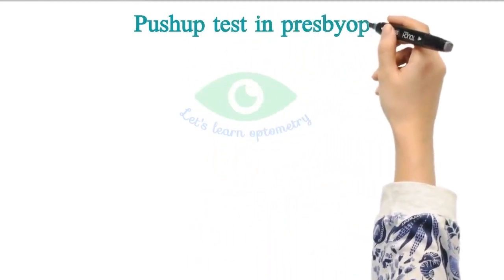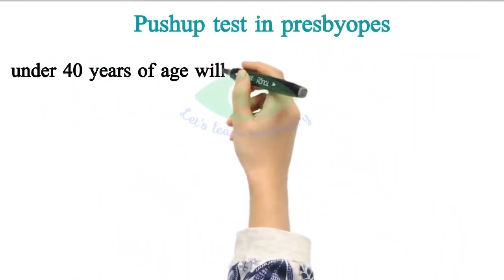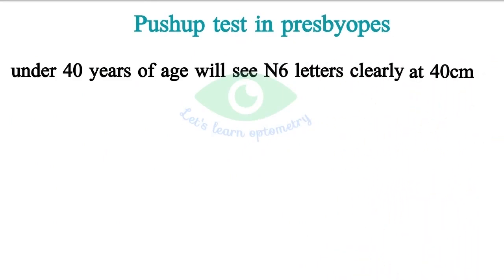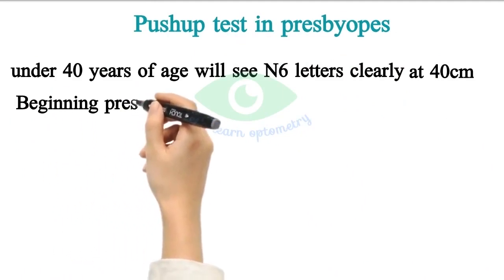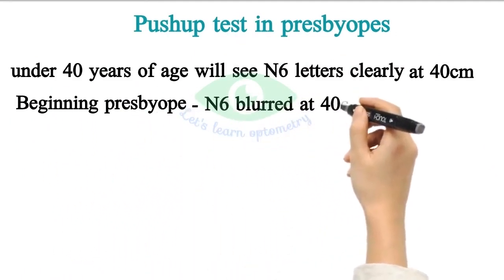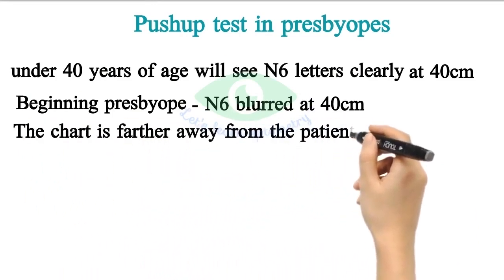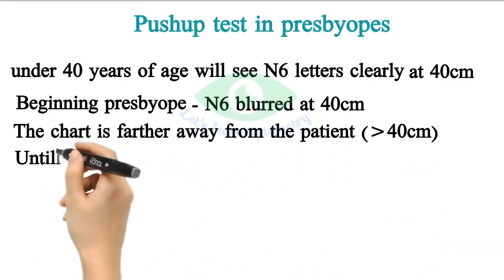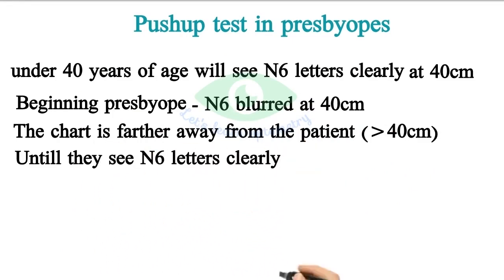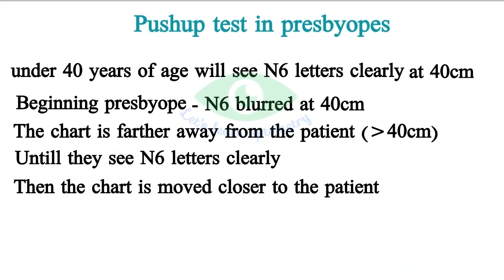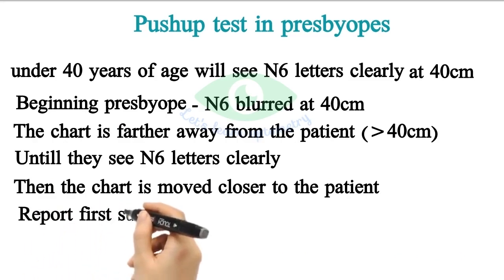Now we will see how to do the push-up test in presbyopes. Most patients under 40 years of age will see the N6 letters clearly at 40 cm. If the patient is a beginning presbyope, he may not see N6 clearly at 40 cm. In this case, the chart is moved farther away from the patient until they see the N6 letters clearly. Then, the chart is moved closer to the patient until they report the first sustained blur. The distance is now measured and the amplitude of accommodation is calculated.